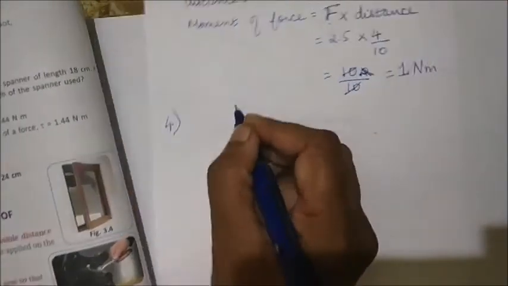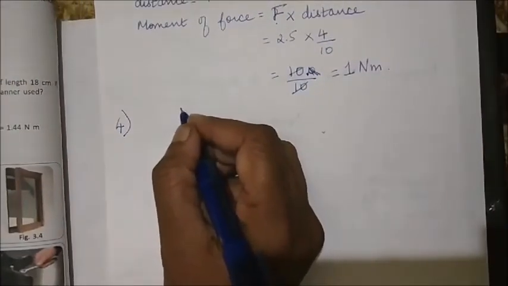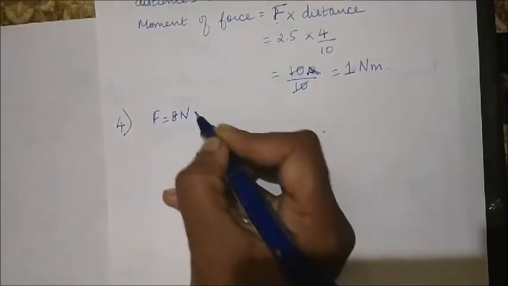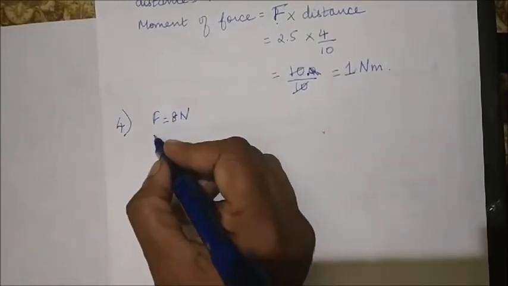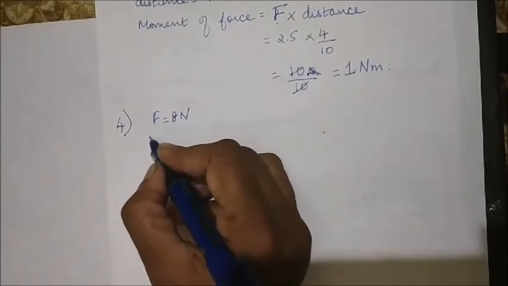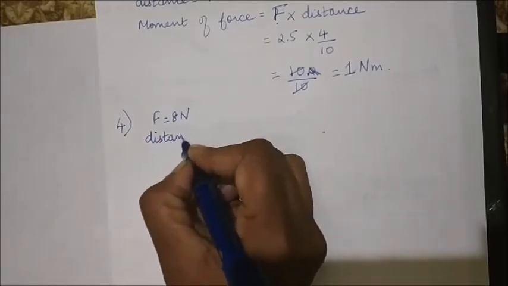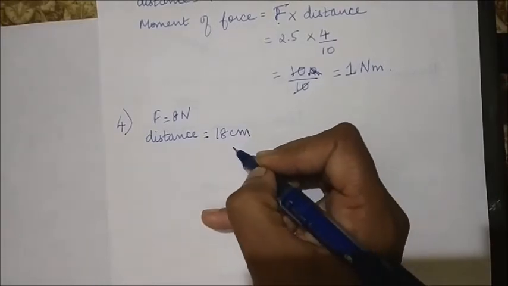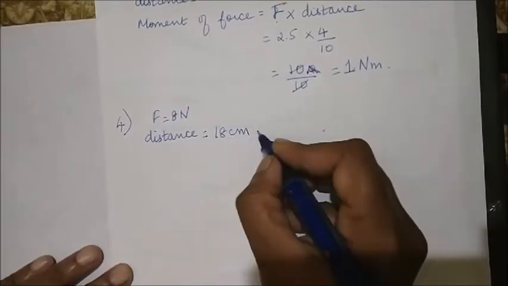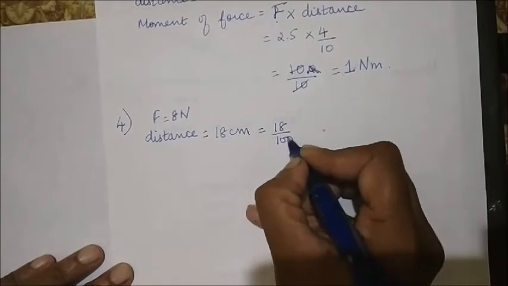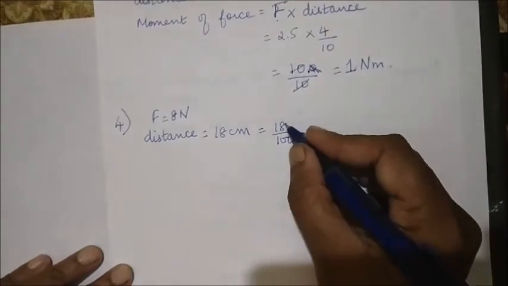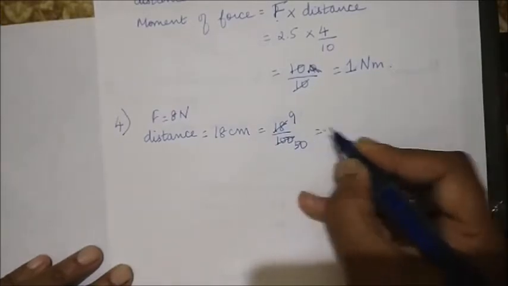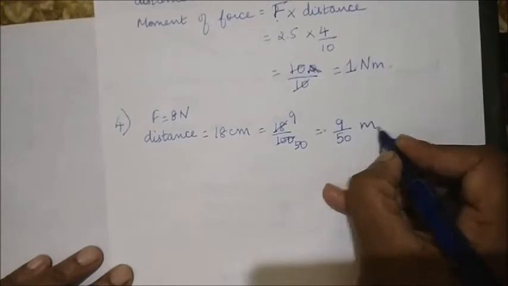So it's given a technician opens a nut by applying a force of 8 Newton. So force of 8 Newton is applied. Spanner of length, that's the perpendicular distance. Length is the distance in this case. So it is 18 centimeter. Before going ahead, you will convert this into meter. 18 by 100. If you cut it by 2, it will be 9 by 50. So 9 by 50 meter.